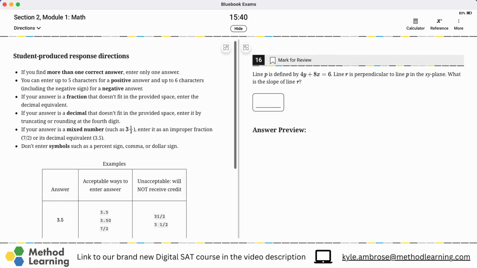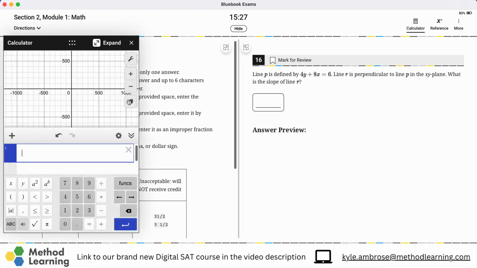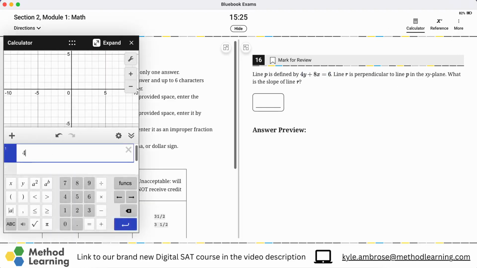Okay, moving right along. We see a question about two lines, P and R, and they're perpendicular. So what's the slope of line R? Well, line P is this equation. Maybe we could use Desmos for it. We definitely could. I don't know if it's the easiest way to do it, but we can show that we can do it in Desmos. 4y plus 8x equals 6. So what would the slope of this line be? Because we need the slope of the other line, right? They're perpendicular. Well, how could we figure this out?